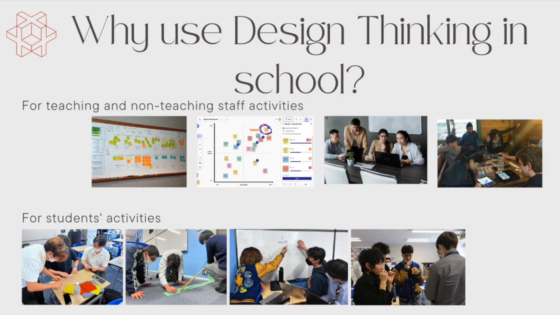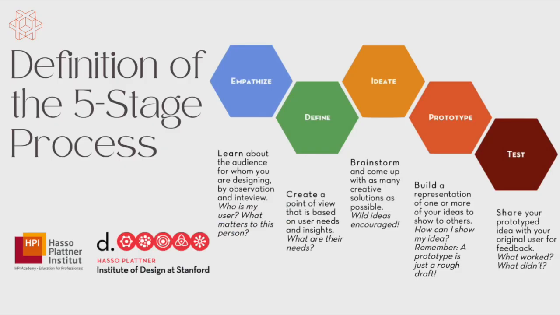Here are some examples for teaching and non-teaching staff activities. Photos from left to right show tons of sticky notes with insightful ideas and the progress of the stages where define and ideate took place. Of course, you can see that people love paper versions compared with digital ones. As for student activity, building, prototyping, and testing matter. The process has 5 phases or stages: empathize, define, ideate, prototype, and test.